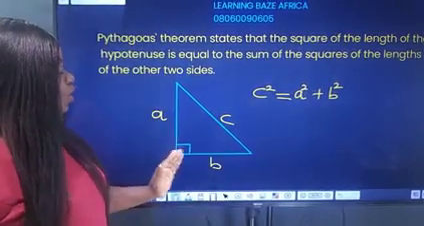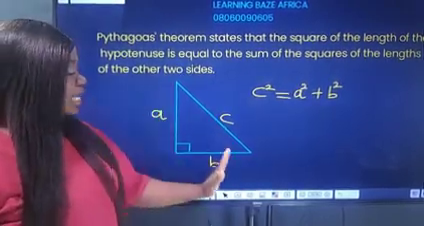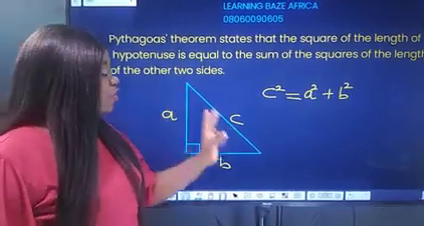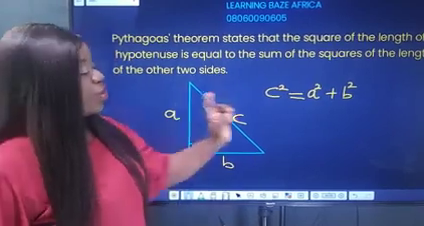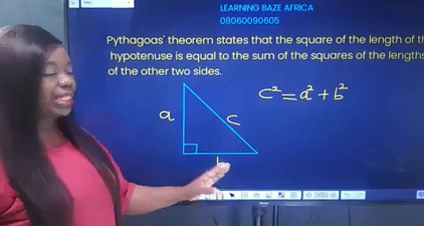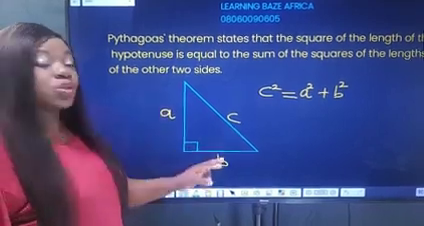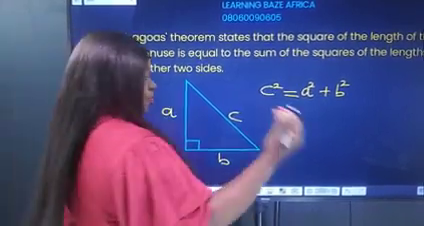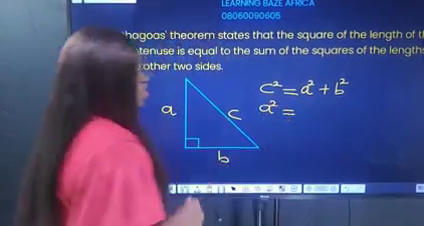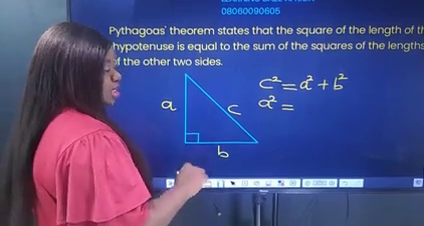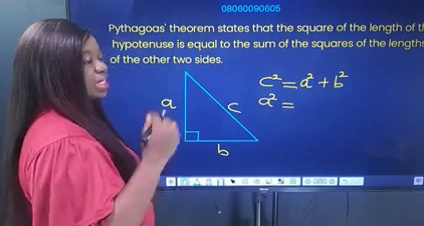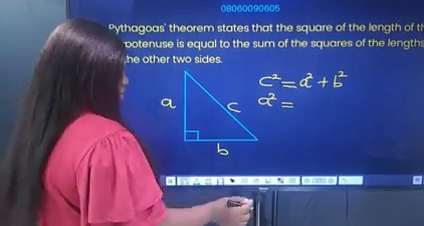So in a situation whereby you have been given the two sides and you're left with the third side, especially the hypotenuse, to find the hypotenuse, you have to add up the squares of the two sides, that is A squared plus B squared. Now, what if you've been asked to find one of the shorter sides? It means you're going to subtract the other shorter side from the hypotenuse. Now, the C squared represents the hypotenuse, or H.